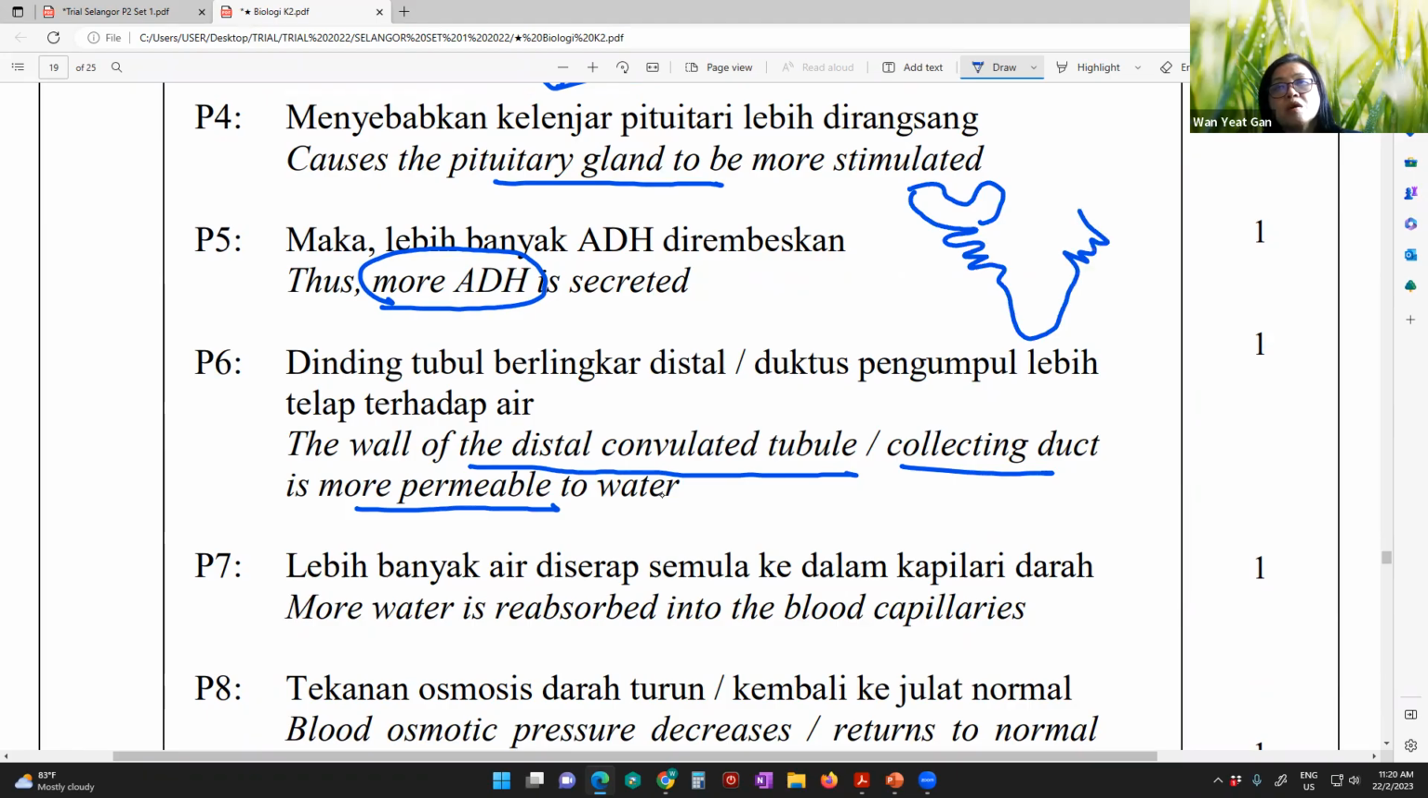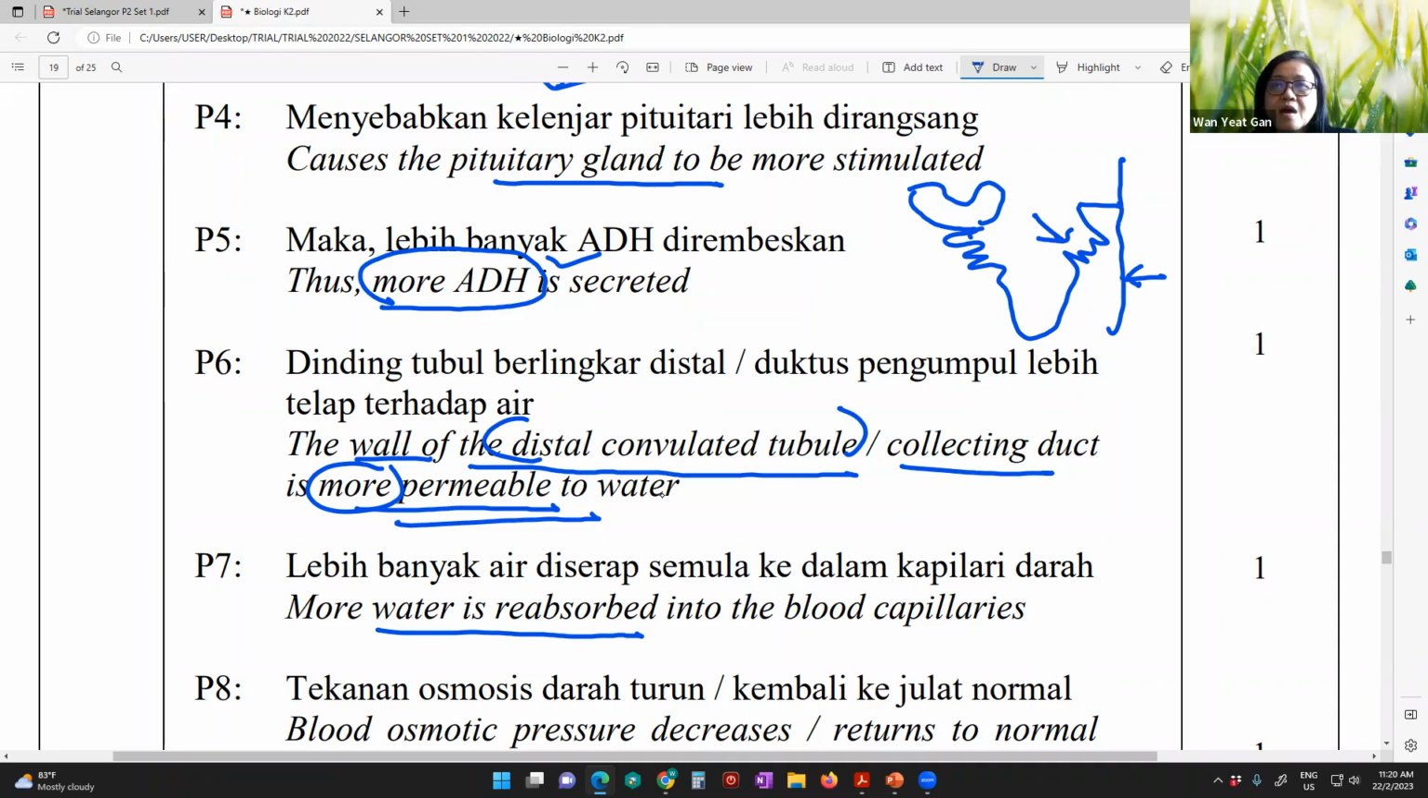So, you know, the collecting duct here, this is the collecting duct. This is the distal convoluted tubule. Both of these become more permeable to water because of the ADH hormone. And since more is secreted, the wall becomes even more permeable. So more water is reabsorbed into the blood capillary.